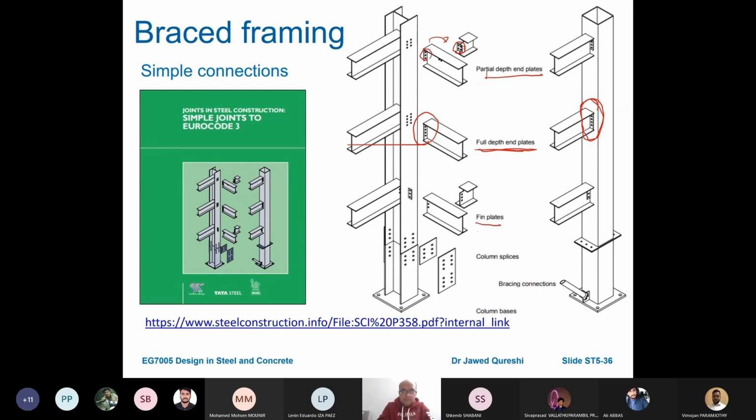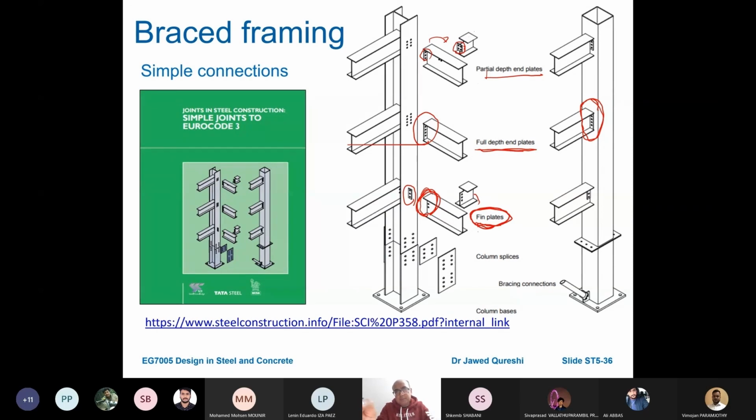Fin plate connections, where the fin plate is welded to the column, and then again it is bolted to the side of the beam. Now the trouble with these kinds of joints is that the out of the plane deformation is not prevented, which causes a bit of buckling. So in industry, most of the time we avoid using these fin plate connections.